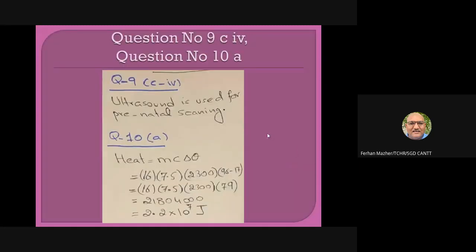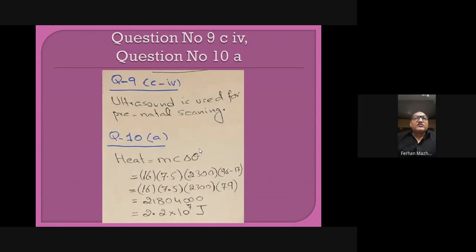So question number 10 is showing on your screen. 10A part: heat is equal to mcΔθ. 16 multiplied by 7.5 multiplied by 2300 multiplied by (96 minus 17). So the change in the temperature will be 79. So 16 multiplied by 7.5 multiplied by 2300 multiplied by 79.